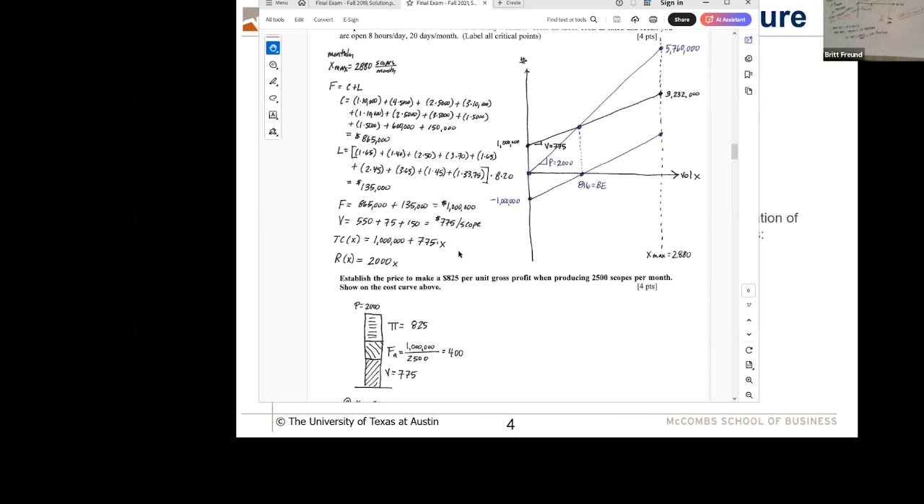So I know what this EBIT is right here. It's $825 a piece times 2,500. So I made, if I sell exactly 2,500, I made $2,062,500.